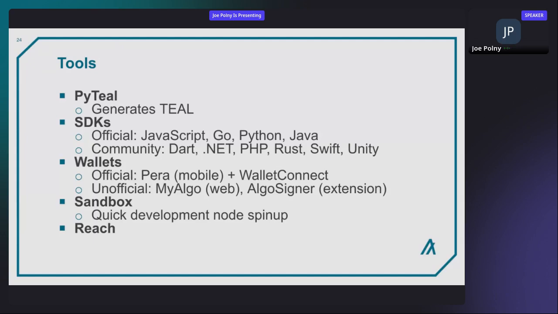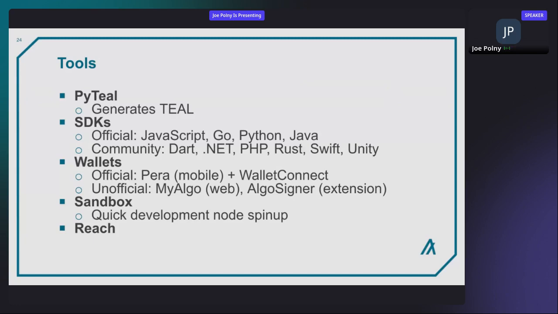So we have SDKs for Dart, .NET, PHP, Rust, Swift, Unity, and I'm sure there's even more that I'm not aware of. But basically, whatever language you're writing in, you can generally find an SDK. And even if you can't find an SDK, all the interaction with the Algorand blockchain uses REST API endpoints from a node. So if the language supports HTTP REST calls, you can then interact with the blockchain.